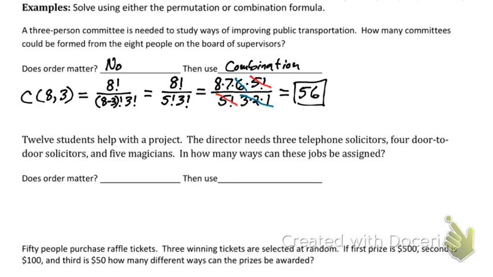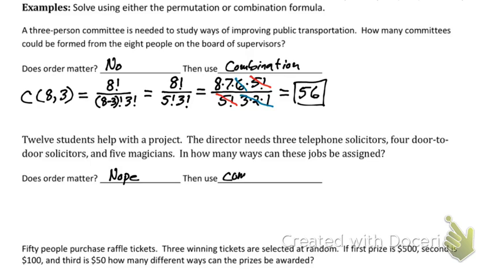And finally, when I grab 5 magicians, there's no organization. Once I grab the 5, there's no hierarchy. There's no manager level or anything. They're all the same people. They're all magicians. So order does not matter on any one of these. We're looking at it individually. So order does not matter. So that means we're going to use combination.